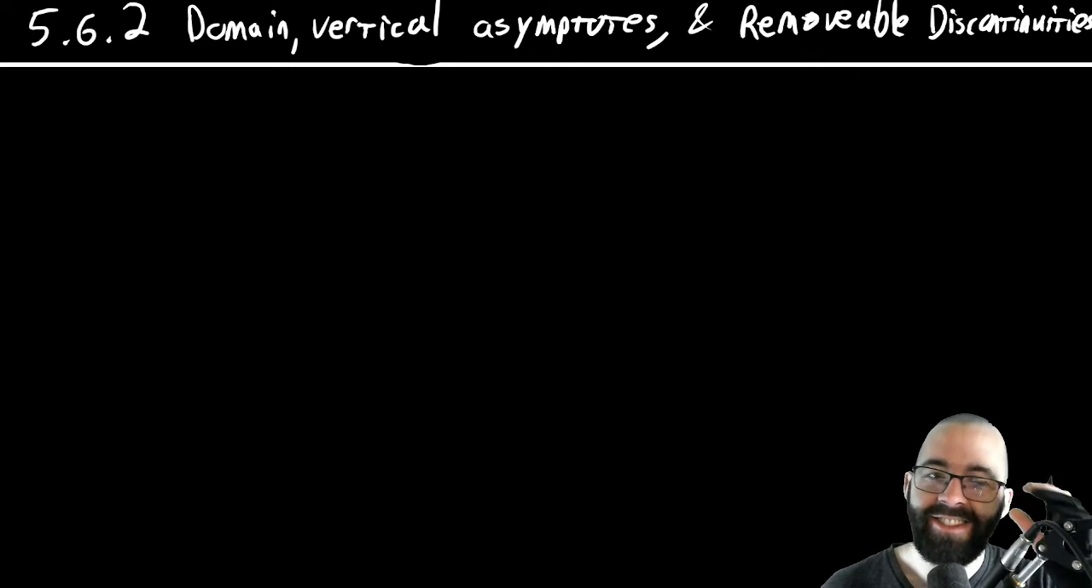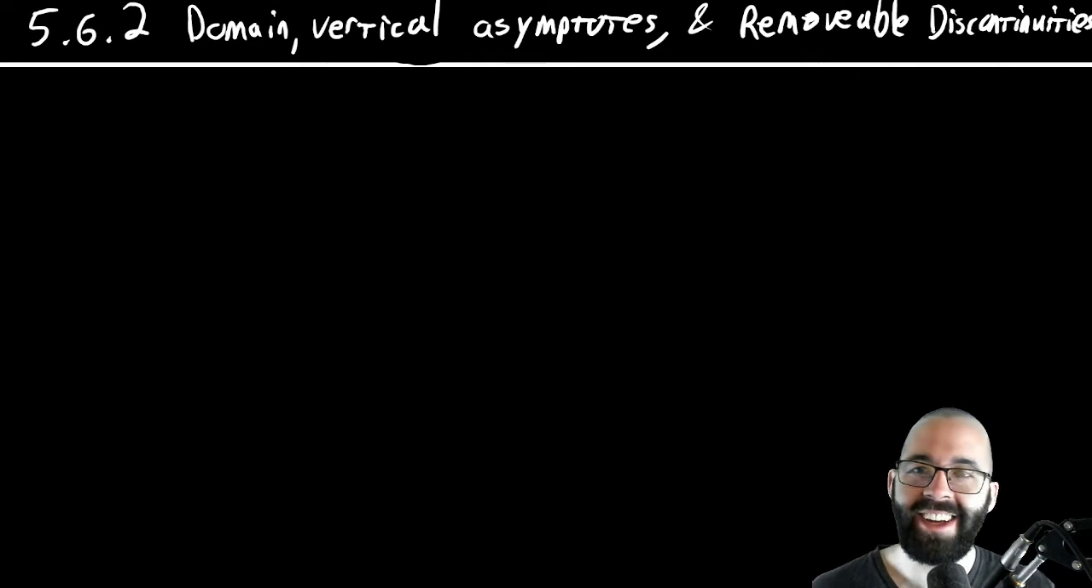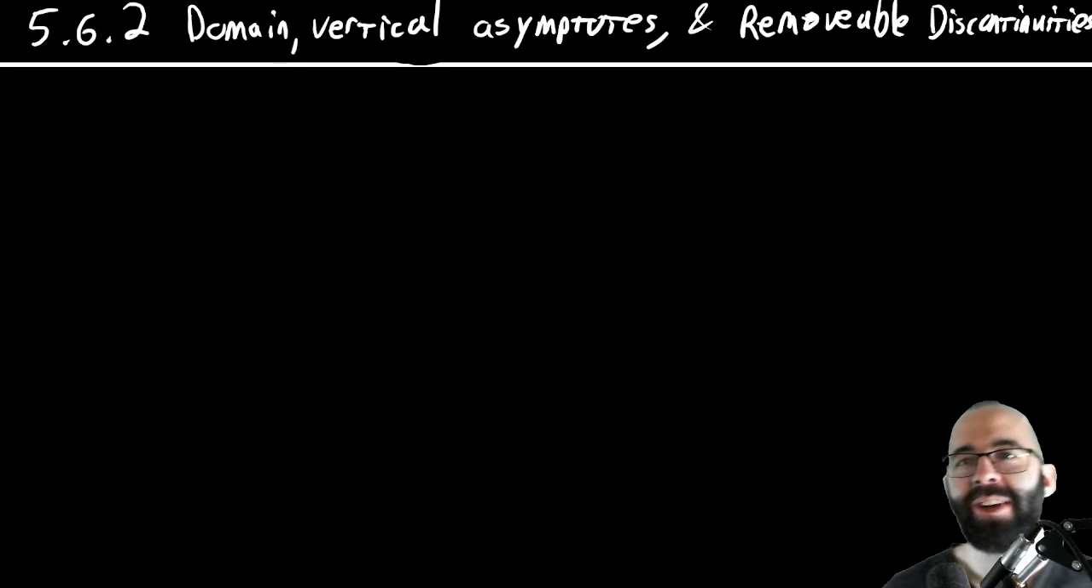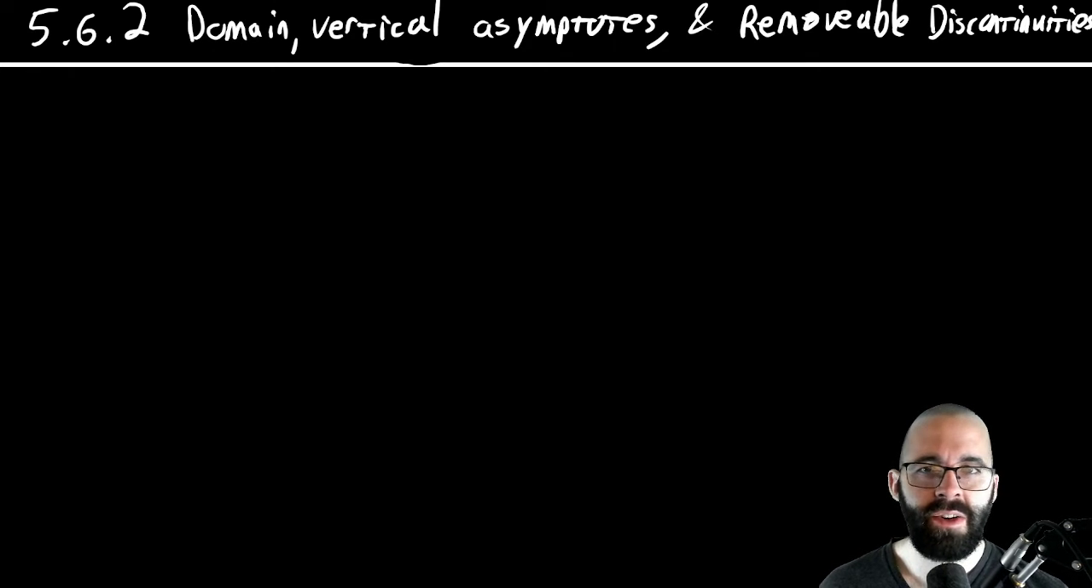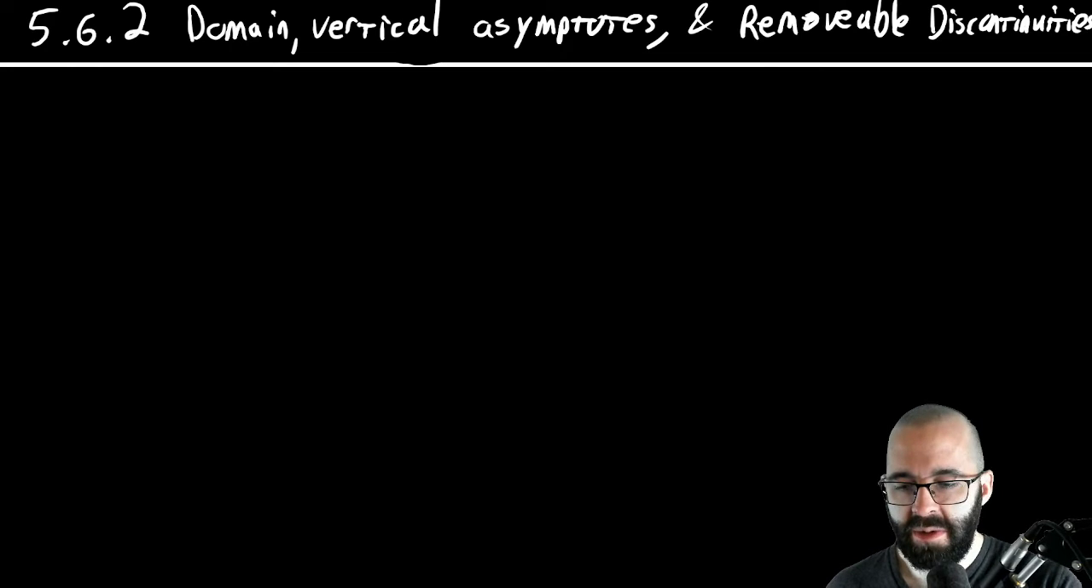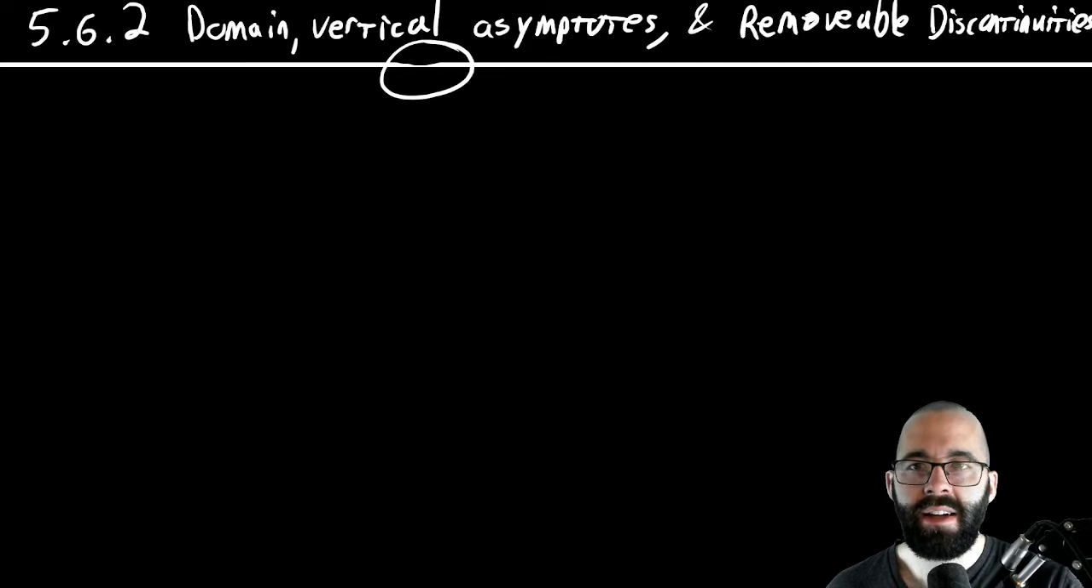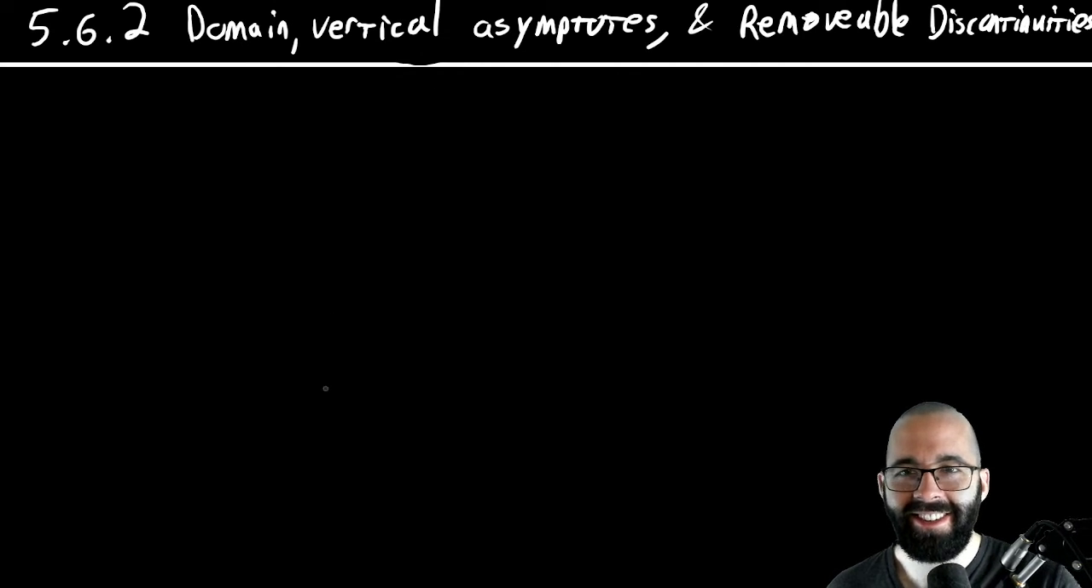All right, the title of this video totally fit on this page, no problems. We're going to talk about domain. We've talked about domain before, but we're going to talk about it again. Vertical asymptotes, again, we've talked about. And removable discontinuities, we haven't talked about yet, but removable discontinuities are basically holes. Kind of like there's almost a little hole in this line right there.